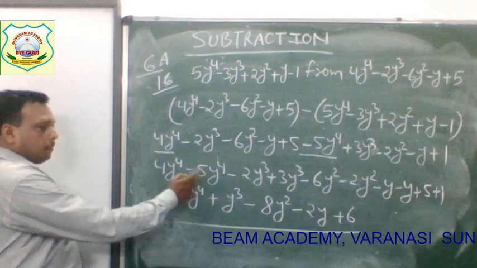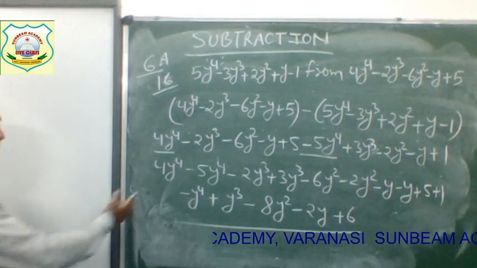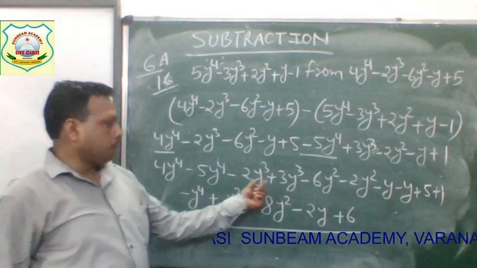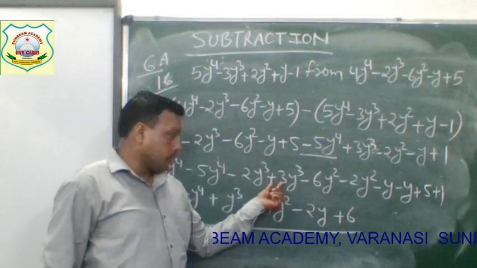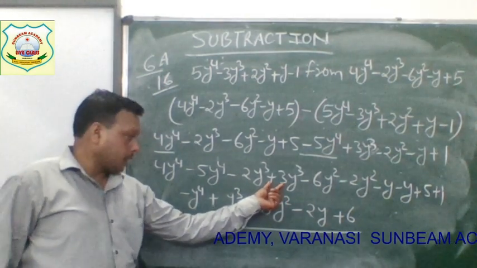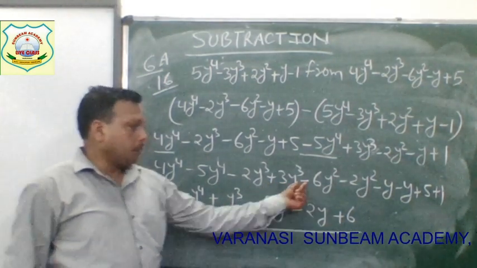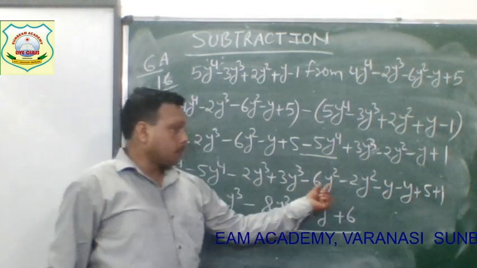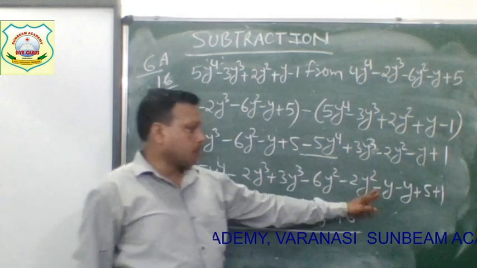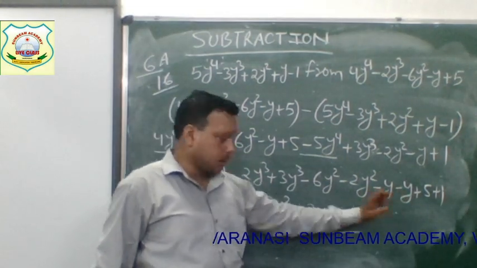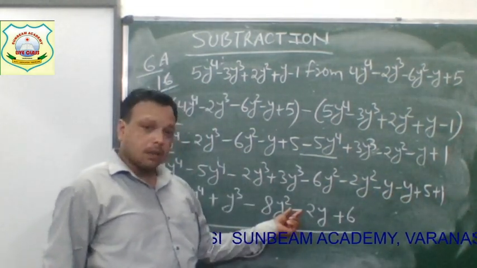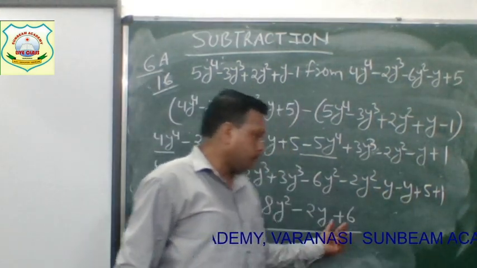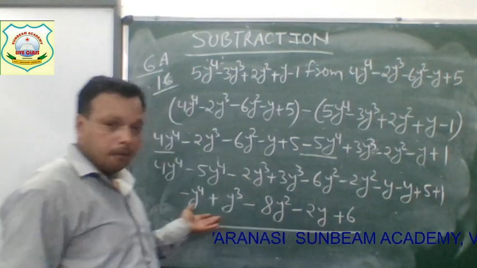Students, plus 4 and minus 5, we know it is minus 1, because the sign is minus, so minus 1y power 4. Minus 2 and plus 3, that is minus. The greater sign is plus, so plus y cube. Minus, we know plus, but the sign will come as a minus. So 6 plus 2, that is 8y square. Minus 1y, minus plus, so minus, but the sign will be minus, and 1y, that is 2y. Plus 5 plus 1, that is plus 6. Okay, students? Clear? Noted down.